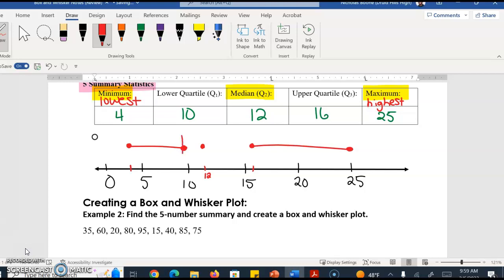And then we make our box, with this line representing the median. That is how you make a box and whisker plot. Now, I want you to go ahead and try example 2 on your own. See if you can find the 5-number summary for that set of data.